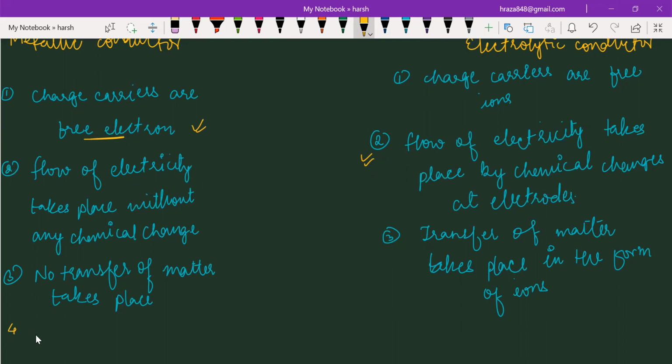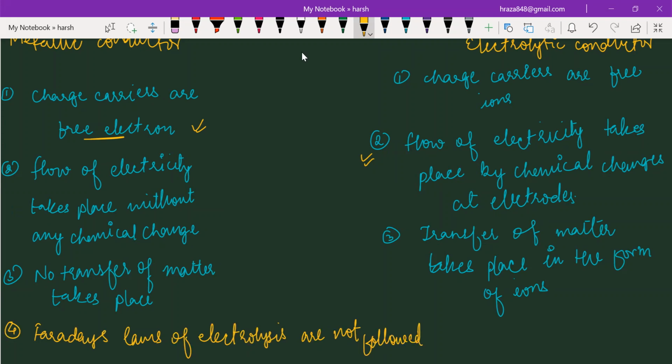Got it? Yes, sir. The last point is very important. Faraday's laws of electrolysis are not followed in a metallic conductor. But here, Faraday's laws of electrolysis are followed. Simple. Okay. So please write.